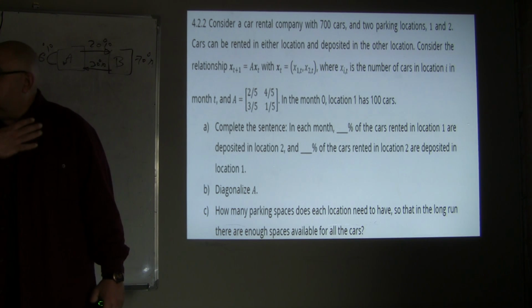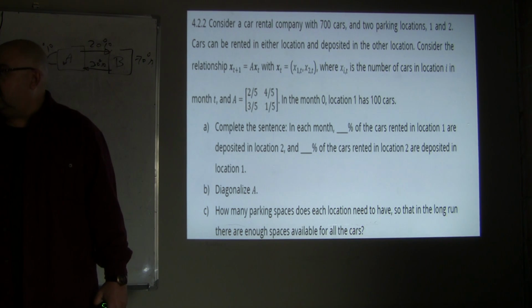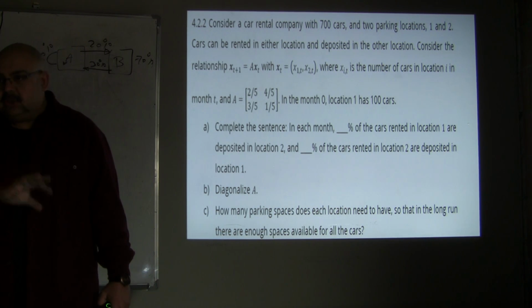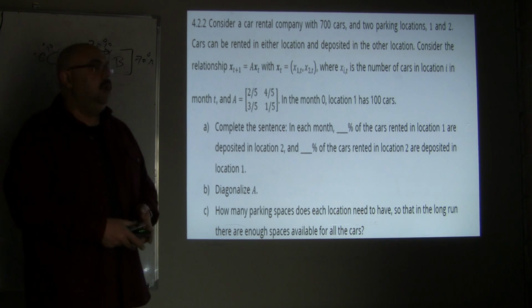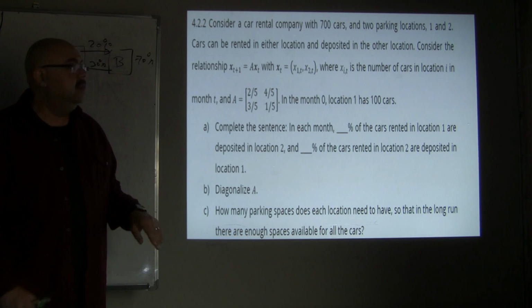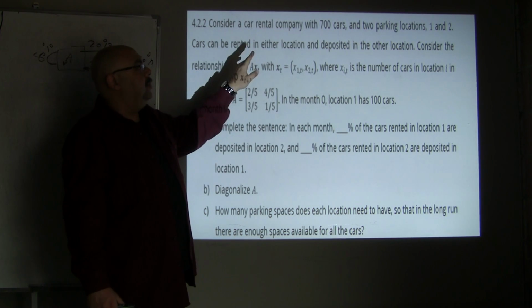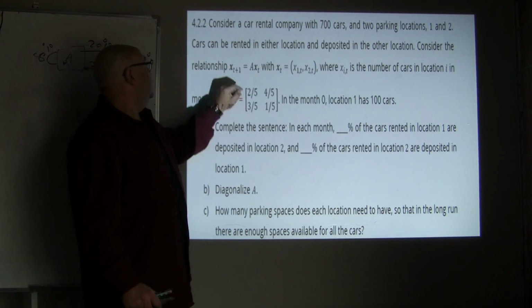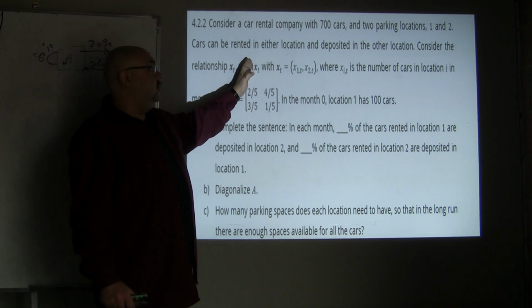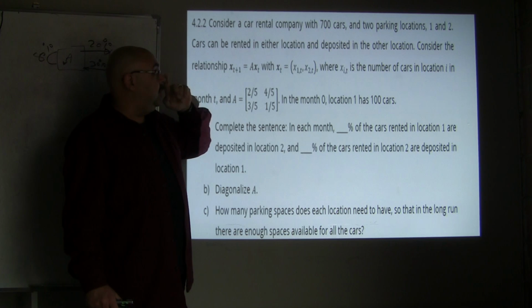I can rent from Cairo and drop off the car in Alexandria and vice versa, or take the car from Cairo and drop it in Aswan. Okay, in any office regarding this car. This is what he is explaining for you. So he is explaining that he has a company with 700 cars and 2 parking locations. Cars can be rented from either location and deposited in the other location.